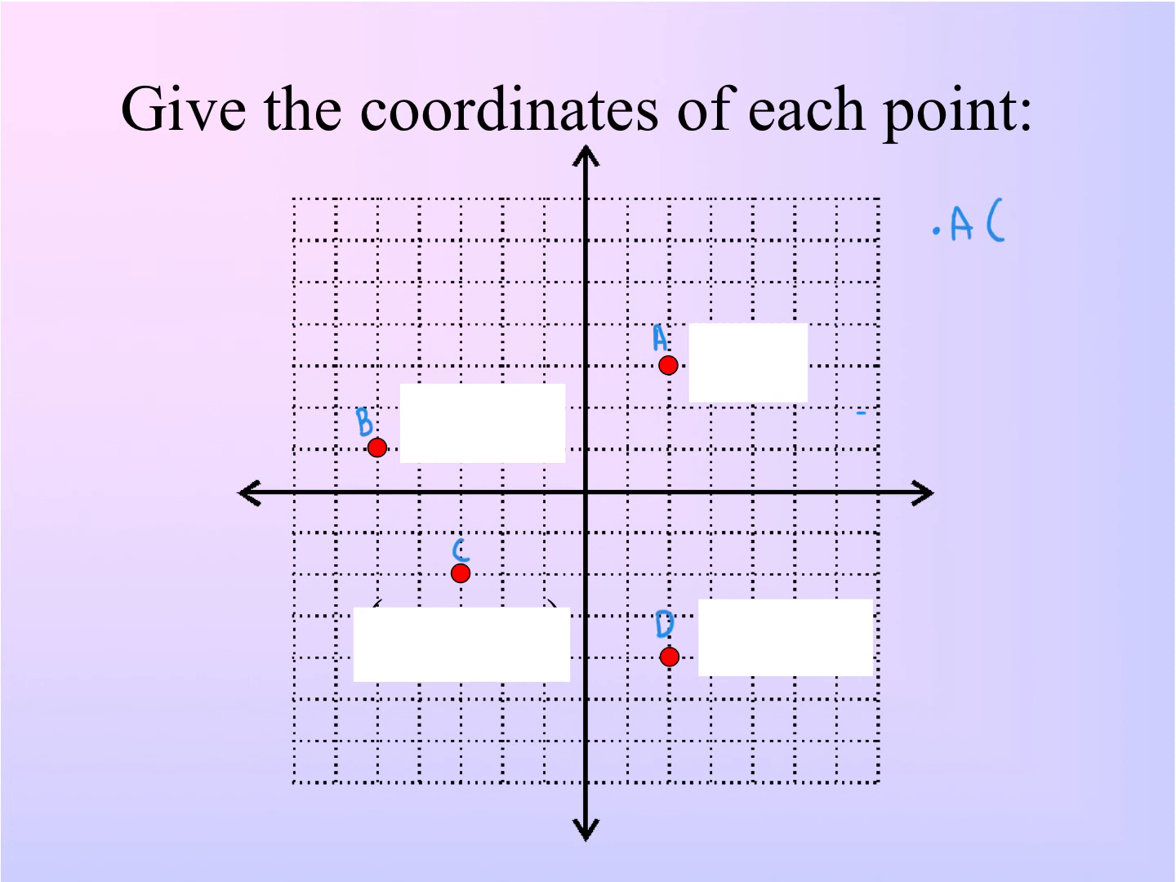I'll do the first one so you can see. I always start at my origin. I go over 2. So 2 would be my X. And then I'm going to go up 1, 2, 3 spaces for my Y. So my ordered pair for point A would be (2, 3). You guys try B, C, and D. Message me when you've got them.